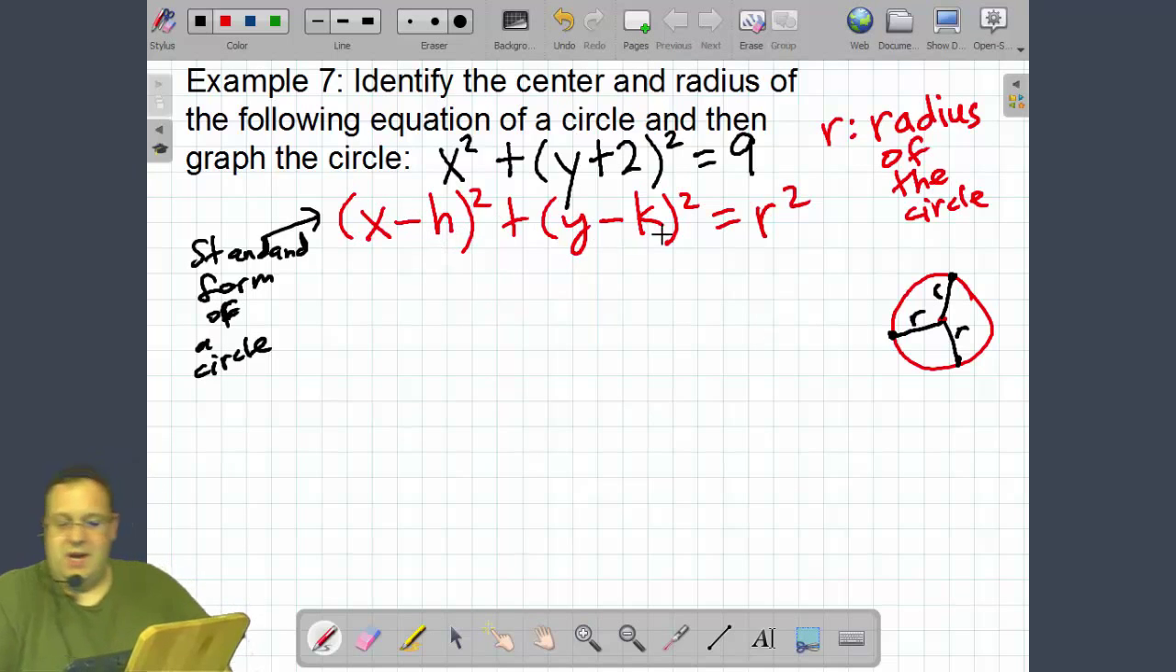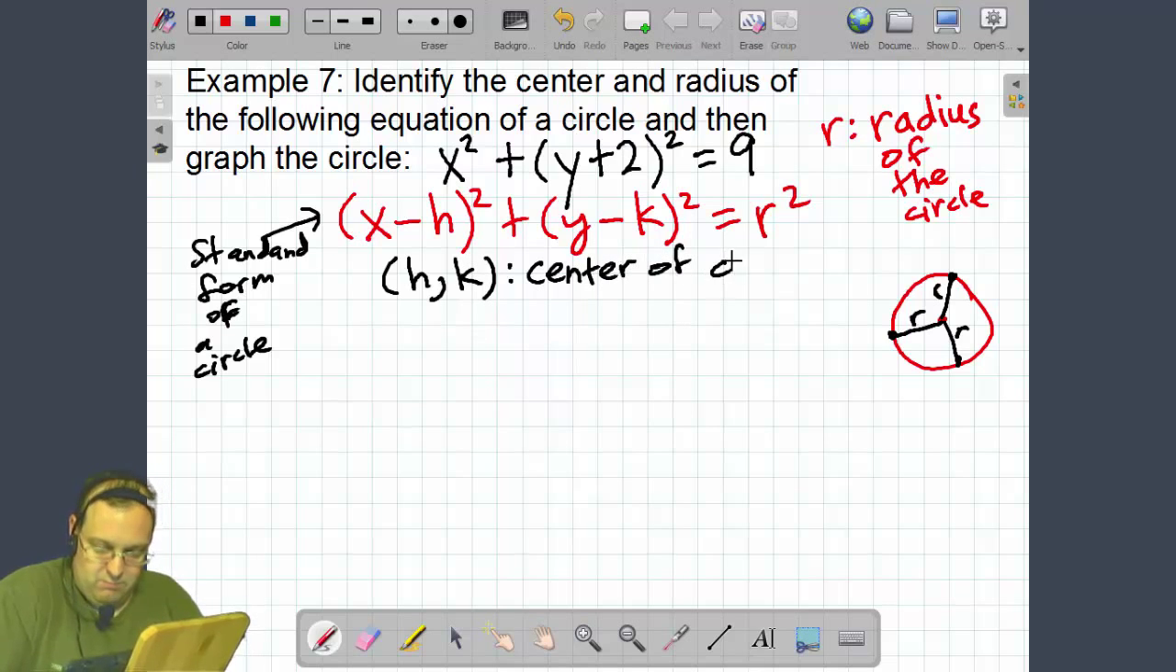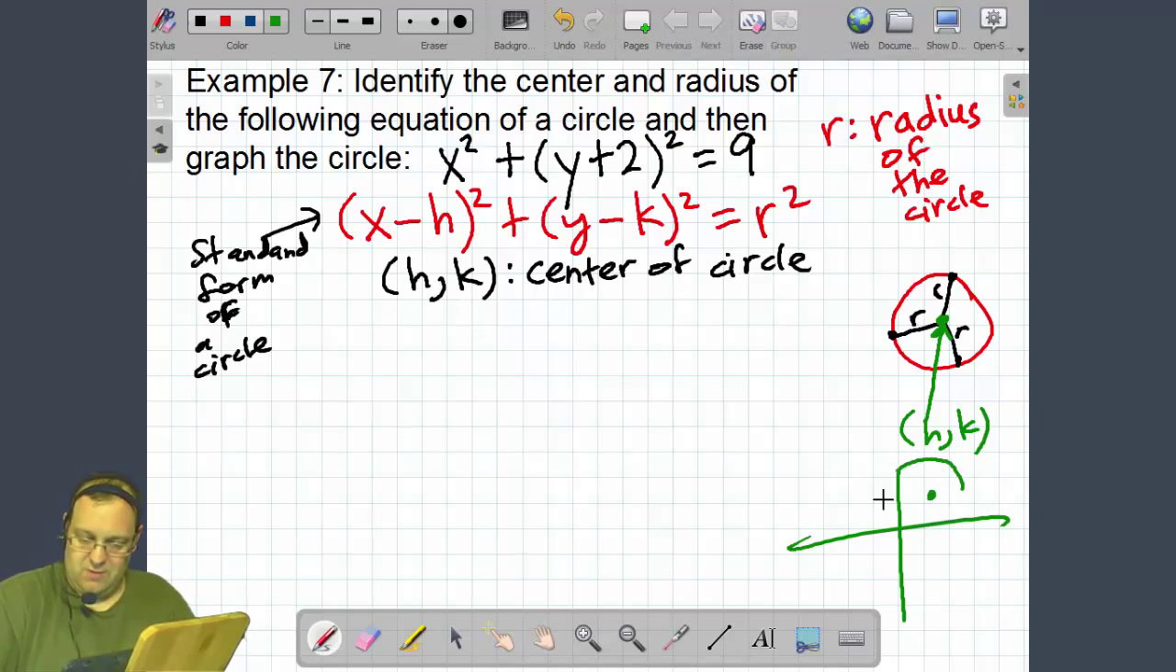Now, if we look here, what do the h and the k represent? Well, in this case, the (h, k) represents the center of the circle. So I'm just going to write here, center of the circle. This little dot right here in the center would be the coordinates (h, k). If we had a coordinate system and the center of the circle, then (h, k) would be the coordinates of the center of the circle.